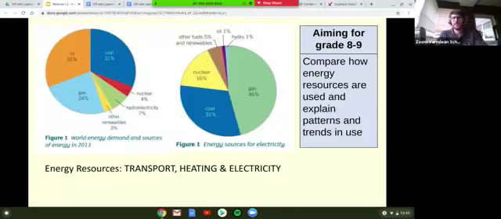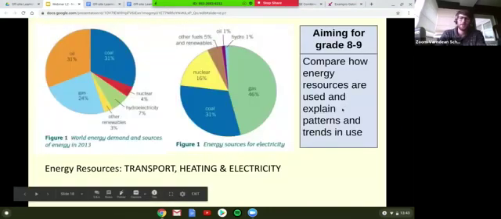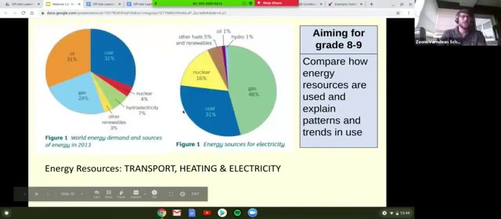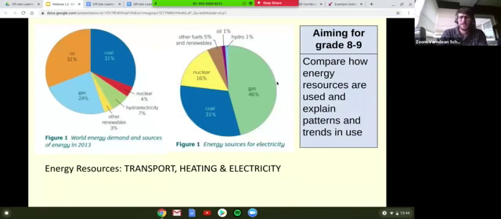I'm aware that for the compare how energy resources are used and explain patterns and trends in use, we've really zipped through that at the very end. But the important factor from these last remaining two slides is that you're able to look at how energy is being used and to refer to perhaps the reliability of some of these energy resources and why they're used for certain things.